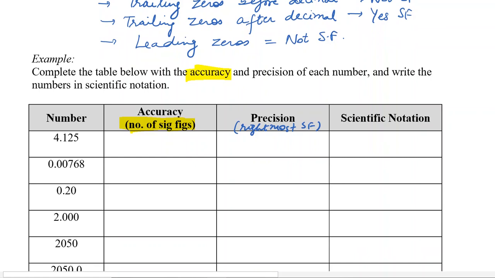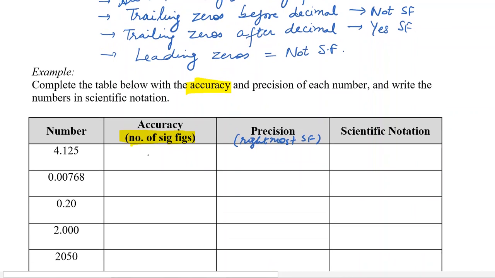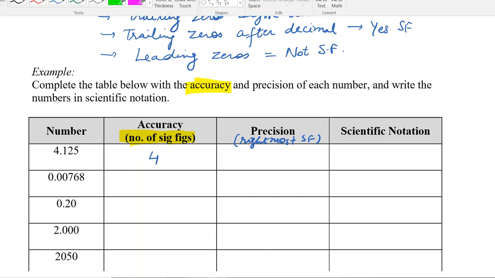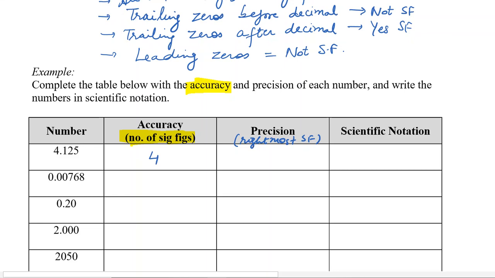4.125. So if you want to figure out the number of sig figs, all digits are non-zero, so the number of sig figs, or the accuracy, is 4. So what is the precision? Precision in this case is the place value of the rightmost digit. So rightmost is 5, so this is at the 1000th place. So that's the precision.